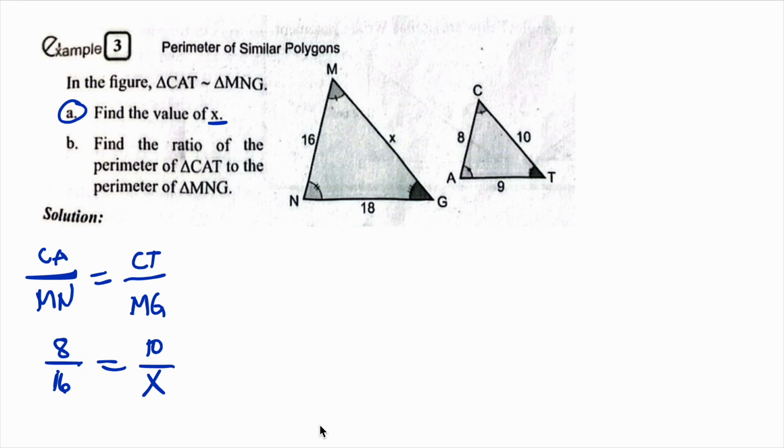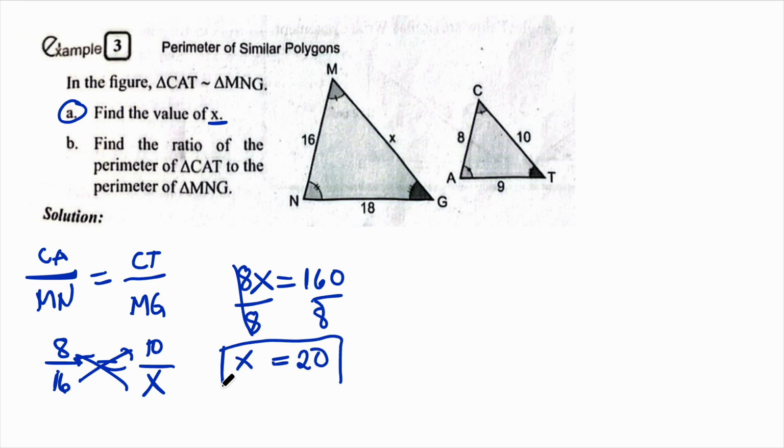all over MG, that is missing. So we apply the property, the cross product property of proportion. This is also called cross multiplication, but this is a property. x times 8, that is 8x. 16 times 10, that is going to be 160. Dividing both sides by 8, isolating the x, x is equal to 20. The missing side here is equal to 20.